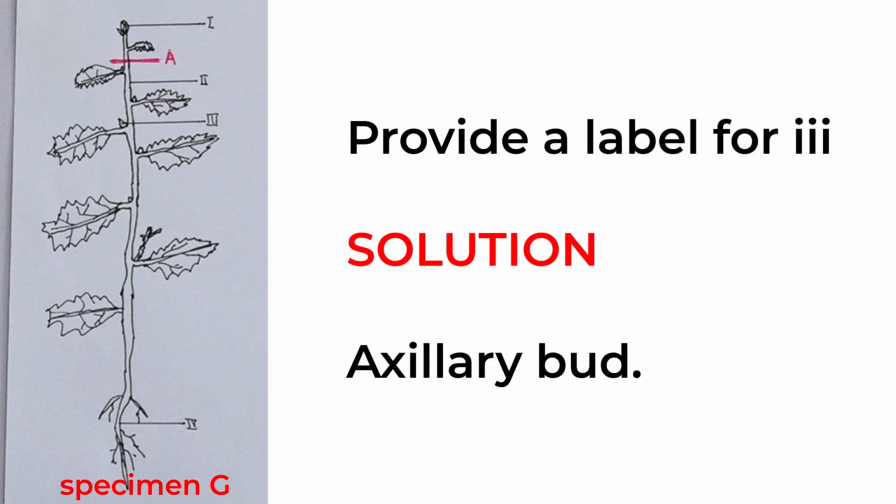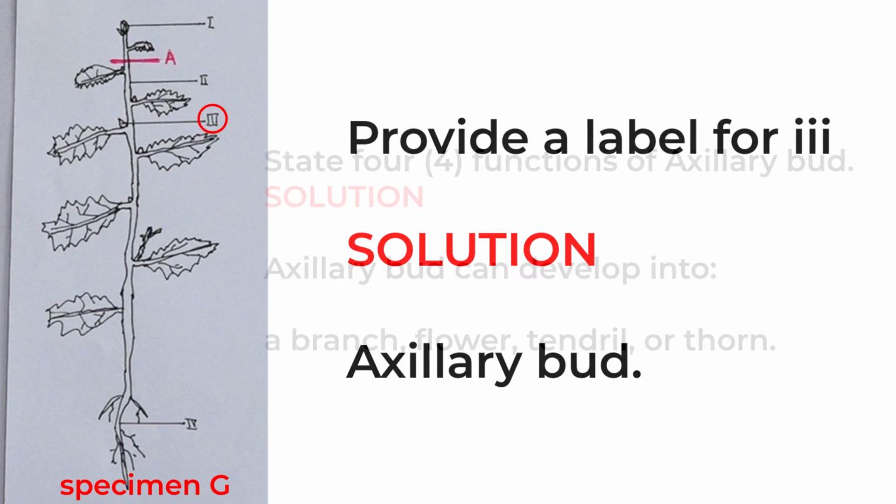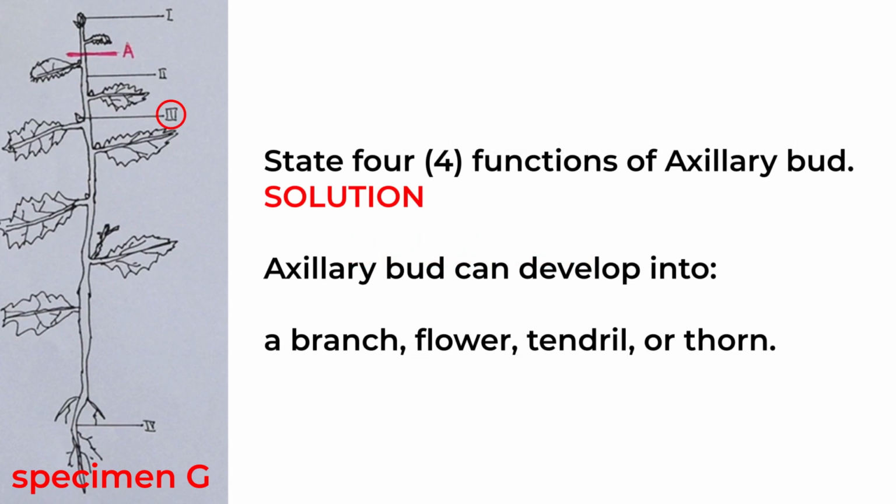Provide labels for III, axillary bud. Now, what are 4 functions of axillary bud? The answers are: axillary buds can develop into branches, flower, tendril, thorn.